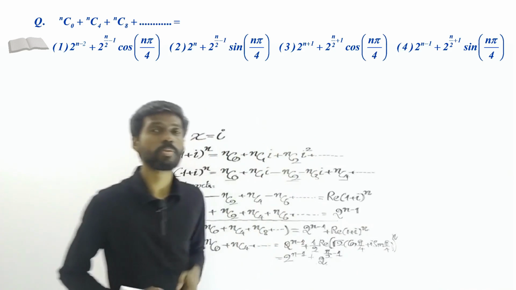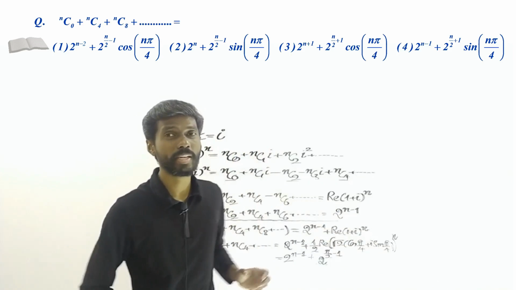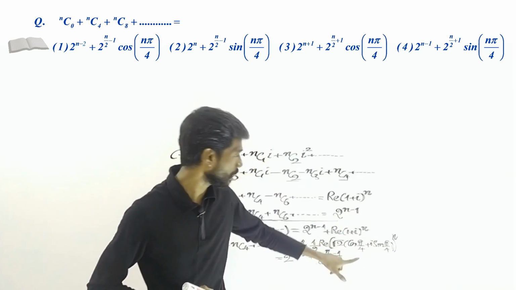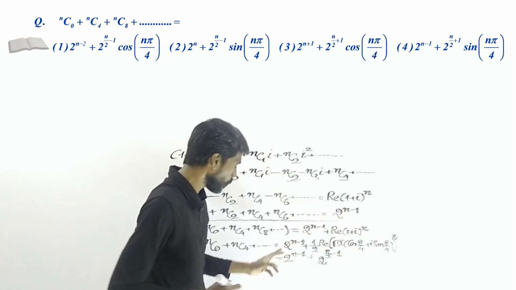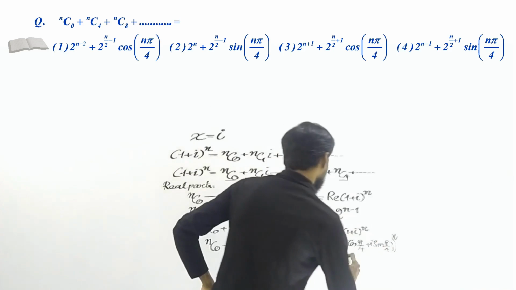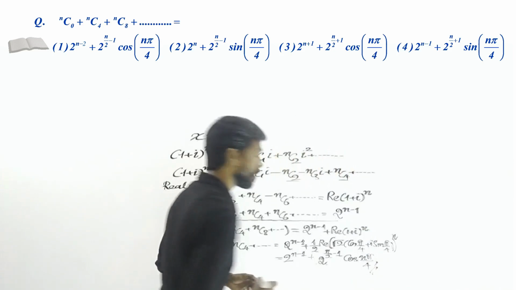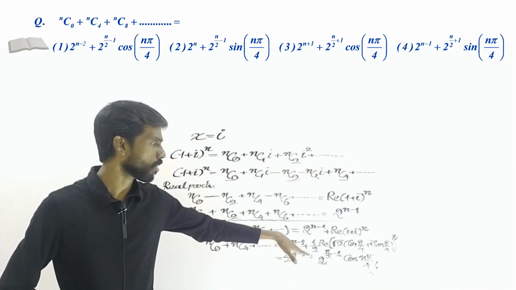Now here we have to use de Moivre's theorem. (cos theta plus i sin theta) to the power n can be written as cos n theta plus i sin n theta. What is n theta? n multiplied by pi by 4. So cos n pi by 4 plus i sin n pi by 4. Now we only need the real part here, so the real part is simply cos of n pi divided by 4. That is the required answer: 2 to the power n minus 1 plus 2 to the power n by 2 minus 1 times cos n pi by 4.